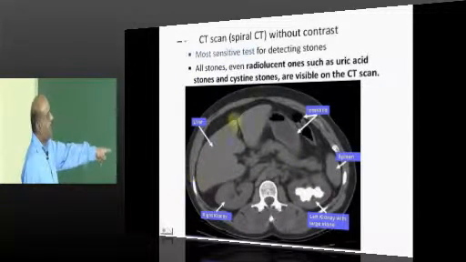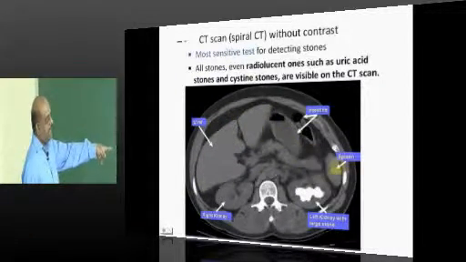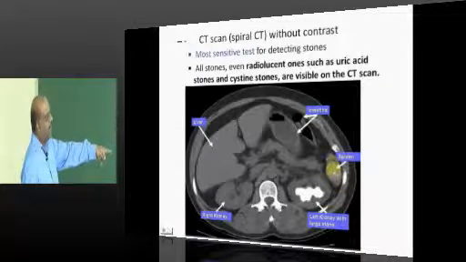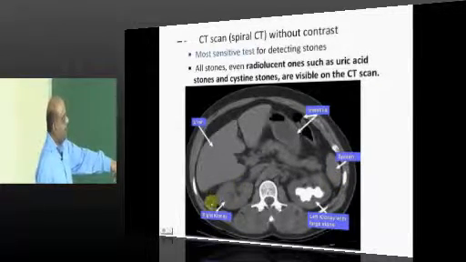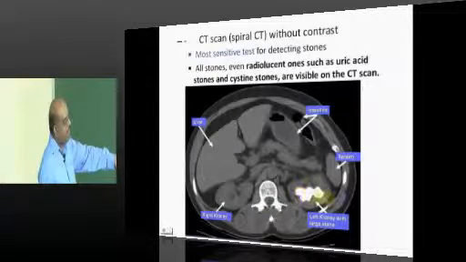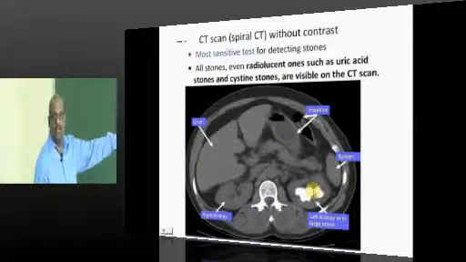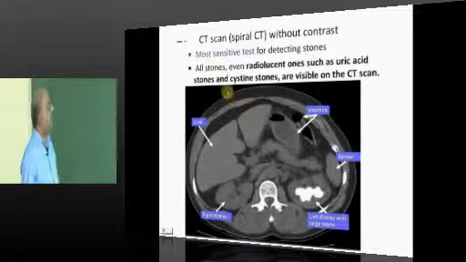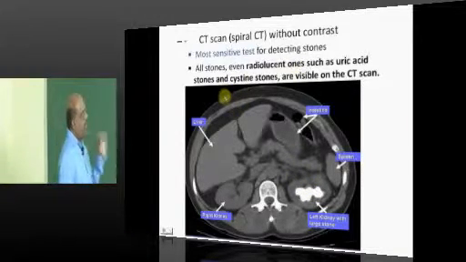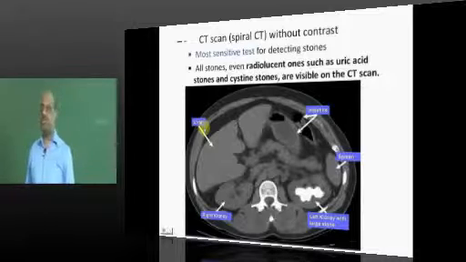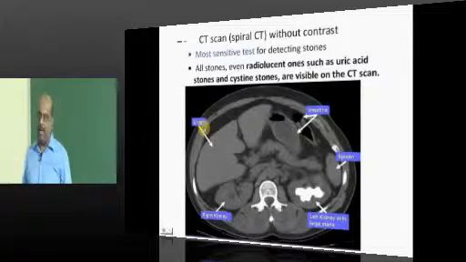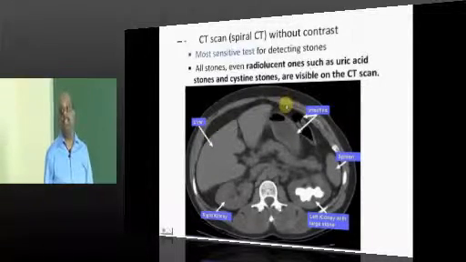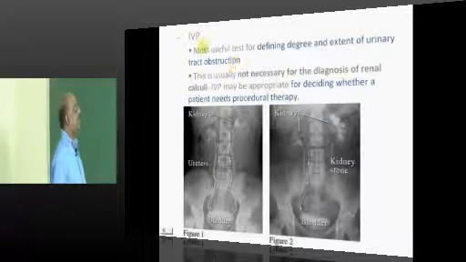See, doctor, this is the liver, this is the intestine, this is the little spleen looking at you, and this is the right kidney which is all right, but the left kidney has a huge stone which is detected by your CT. So even the urate stones and cystine stones, which are radiolucent on a plain radiograph, will still be visible on the CT scan, is what you have to fundamentally remember.